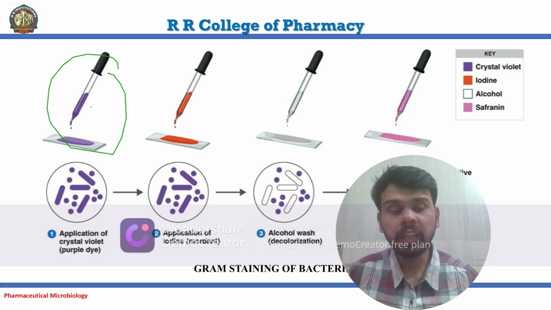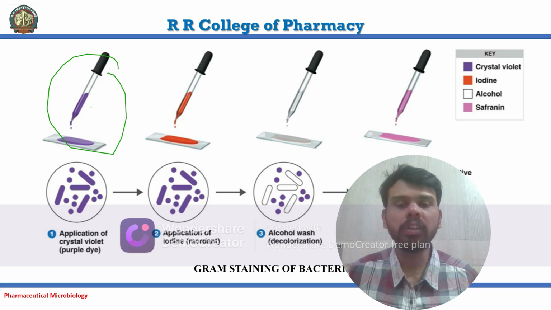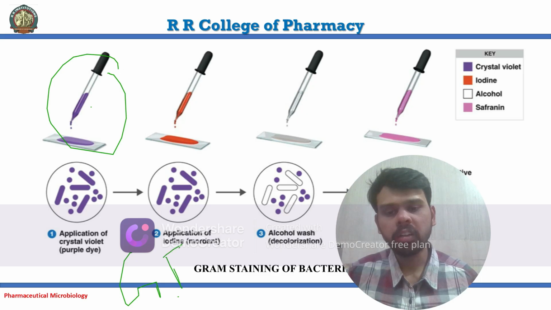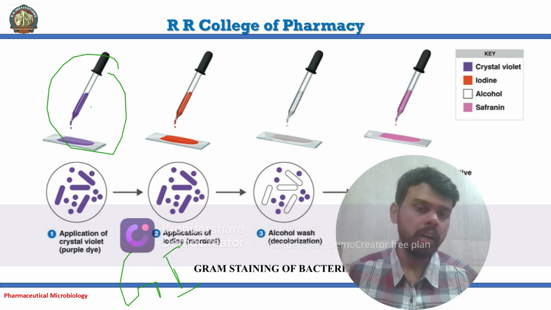What is that second thing? That is the mordant. In Gram staining, the purpose of adding the mordant is for the fixation of the primary stain. The mordant is Gram's iodine. So what is the composition of Gram's iodine? The composition of Gram's iodine is potassium iodide and iodine.